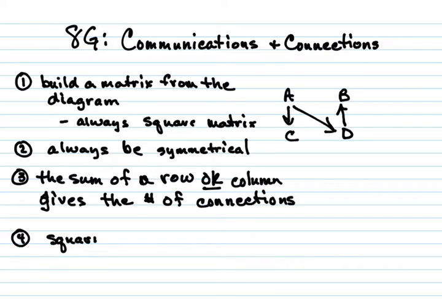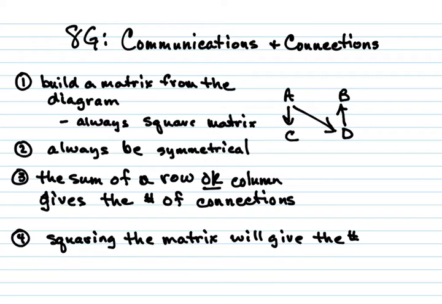And finally, the last bit of math that we're going to do on it anyway is squaring the matrix. Remember that squaring a matrix means to multiply it times itself. So squaring the matrix will give the number of two-way connections.